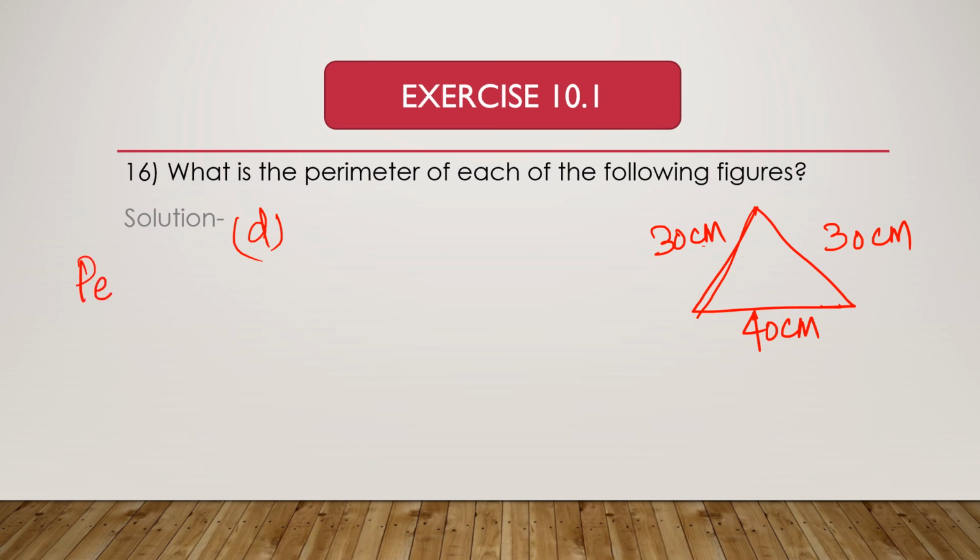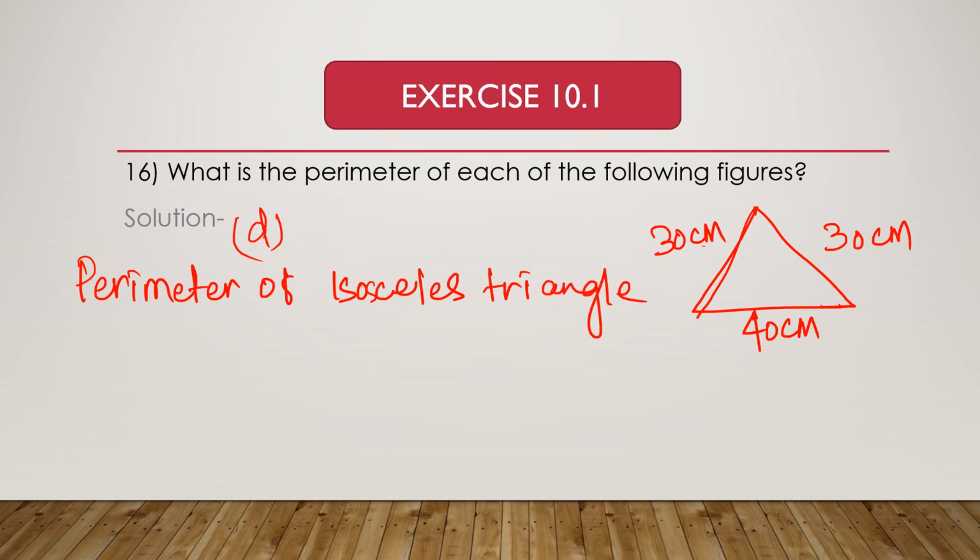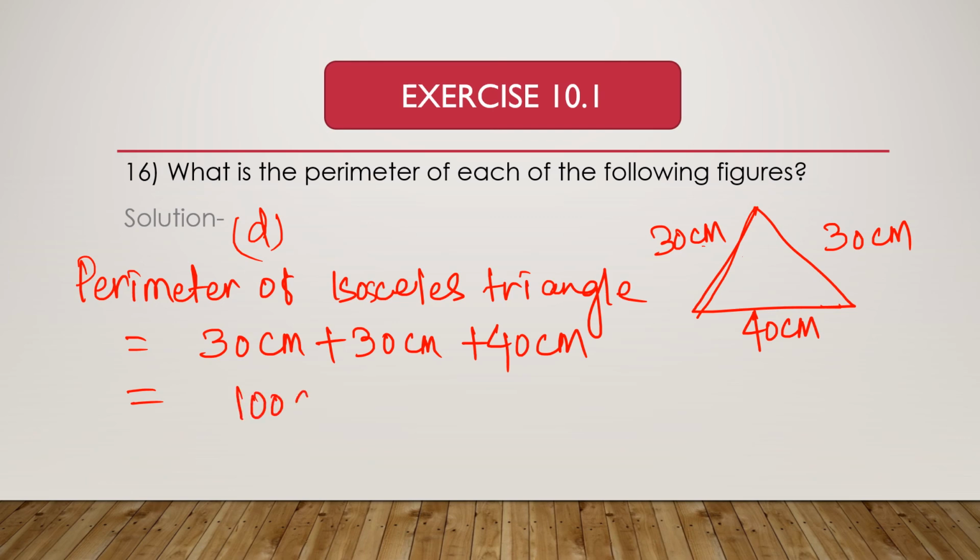So the perimeter of this isosceles triangle will be the sum of all three sides. 30 centimeter plus 30 centimeter plus 40 centimeter. That is 30 plus 30 is 60, 60 plus 40 is 100 centimeter.